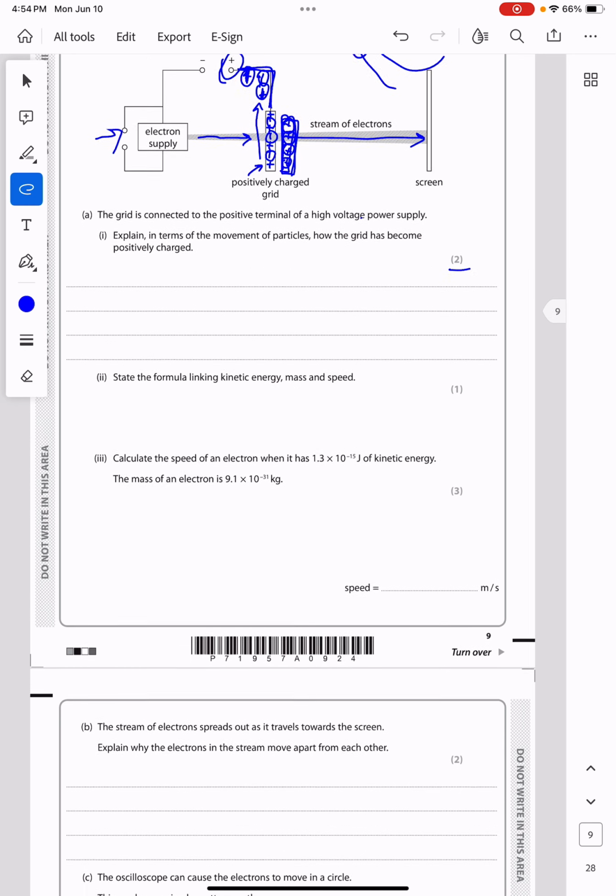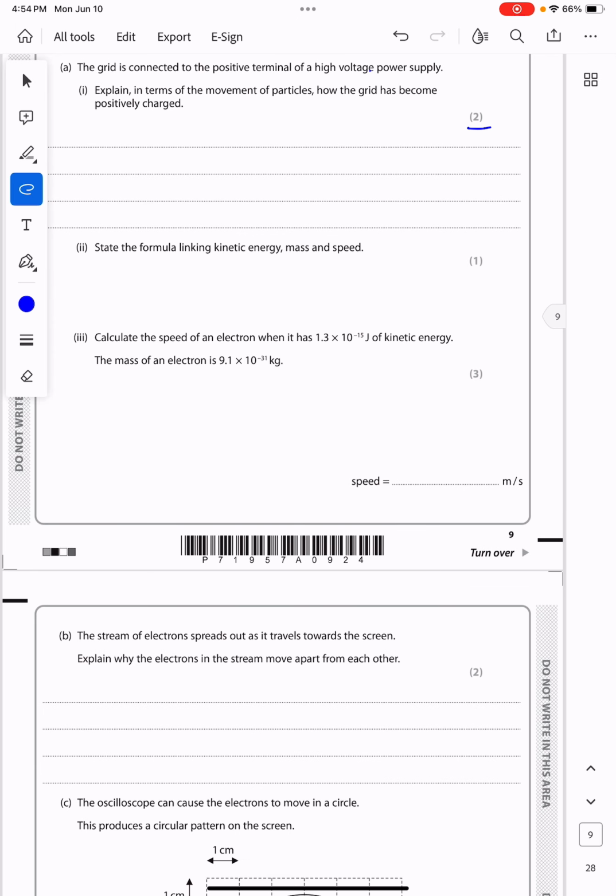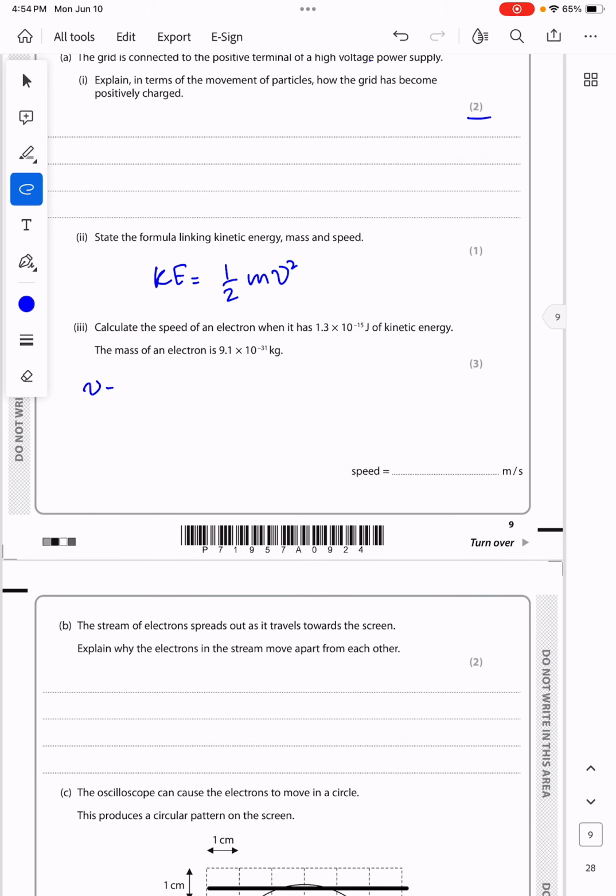I hope it's clear. Let's go to the next one, which is: state the formula linking kinetic energy, mass, and speed. And I believe you know this. We have seen this one a lot of times. Now, since they asked about the formula here, next question, you guessed it, they will ask you to apply it. Calculate the speed of the electron when it has 1.3 times 10 to the power minus 15 joule of kinetic energy.